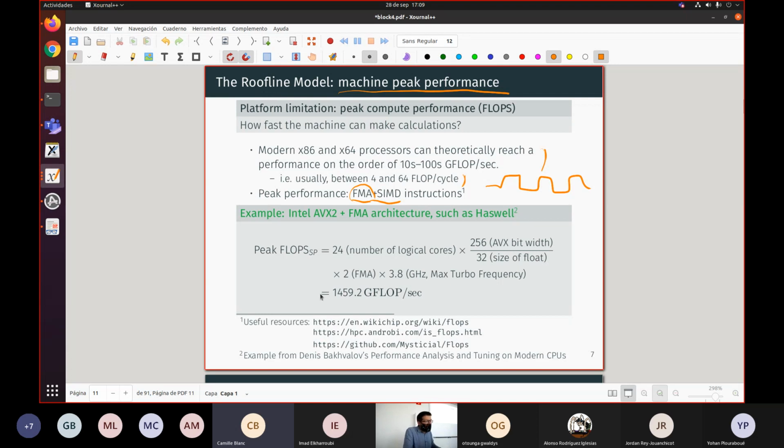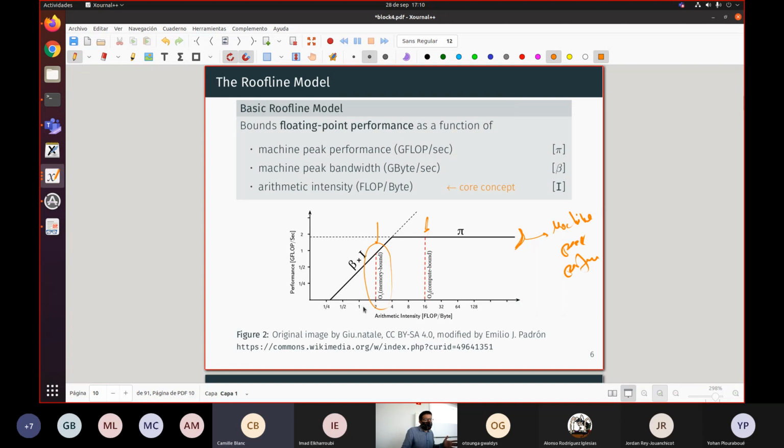Okay, so in this specific case, regarding Haswell, we obtain this number of gigaflops per second. So this is the maximum number of operations with floating point numbers our CPU can execute in Finisterrae. And this would be this line here.